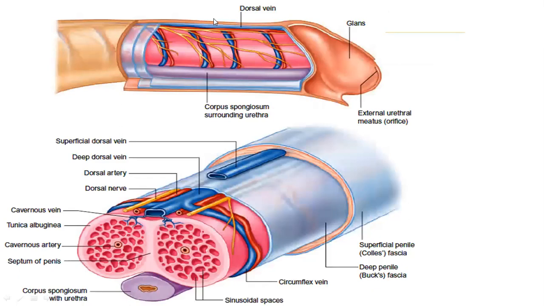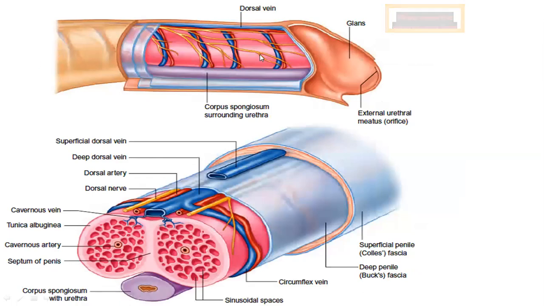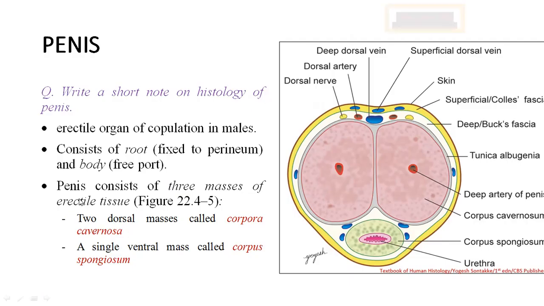Now we are going to the next organ, the penis, which is the external genitalia we see in males. Sometimes we may get a question like this: write a note on the histology of the penis. We know it is an erectile organ of copulation in males. It has a root and a body. The root is the fixed part and the body is the mobile part. The penis consists of 3 masses of erectile tissue.